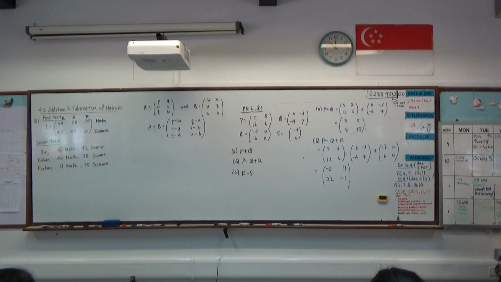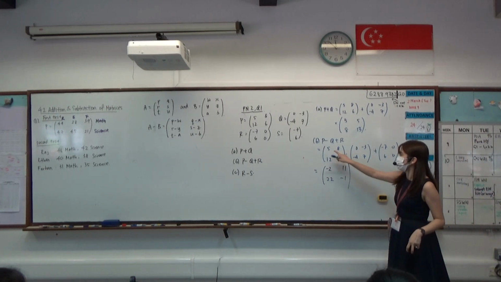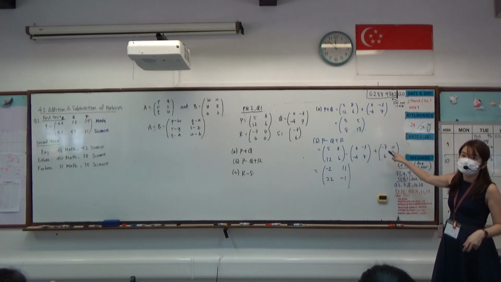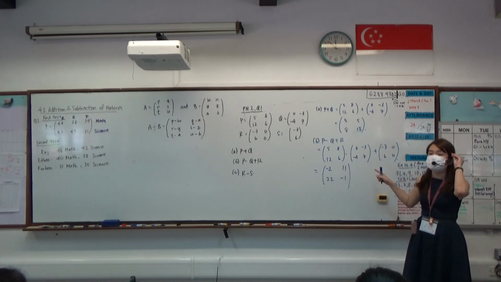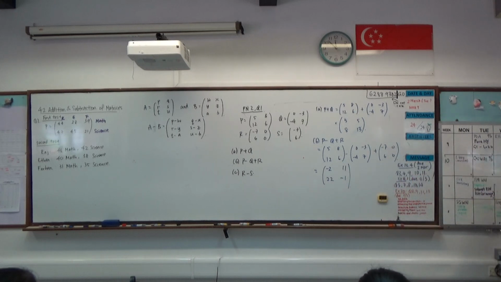Do we all get that? There's no need for you to actually show me the working that you're doing for 5 minus 0 plus negative 7. You can just key that into the calculator and give me the final answer. But of course, make sure you press the calculator carefully.